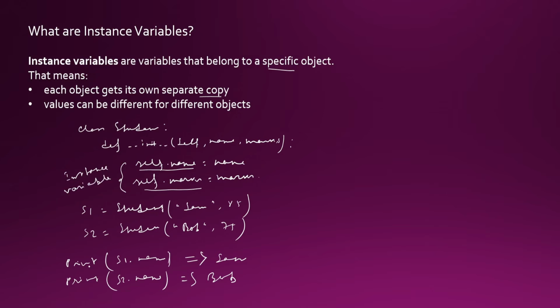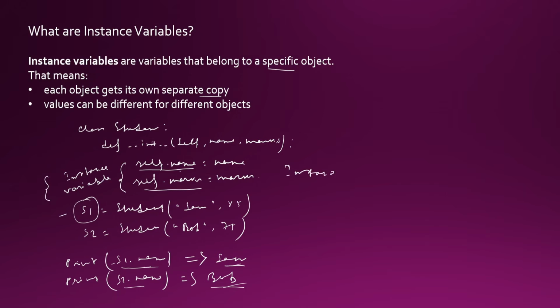Why? See, when I execute this, S1.name gives me output as Sam, and S2.name gives me output as Bob. That means in both cases my variable is the same, name, but it has a different value with a different object. When I'm passing S1.name, it is giving me its value, and when I'm passing S2.name, it is giving me its own value. That means this variable is object specific, and this variable belongs to the object. That is why it is called instance variable.